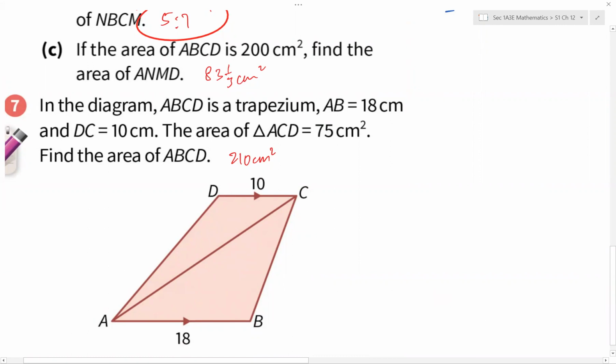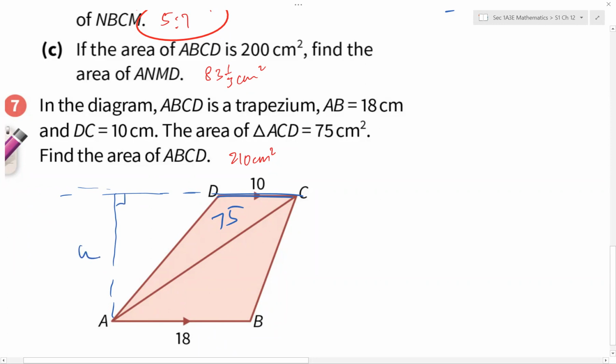Okay, so question 7. Trapezium again. Now they tell us the area of triangle ACD, ACD, is 75 square centimeters. We've got a distance over here as 10. I think they are going to be using perpendicular height. So include your perpendicular height over here.